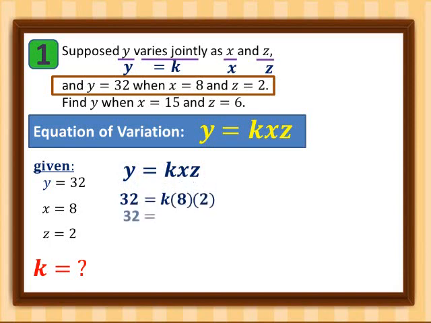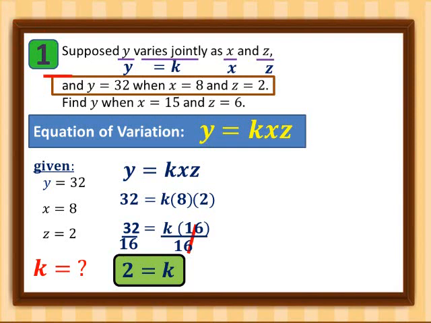So 32 is equal to k times 8 times 2, that's 16. Divide everything by 16. 32 over 16, that's 2. Now we cancel the 16, leaving us the k. So the k here for number 1 is equal to 2.